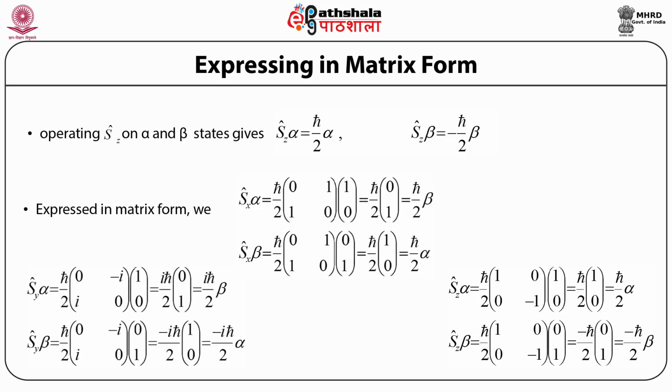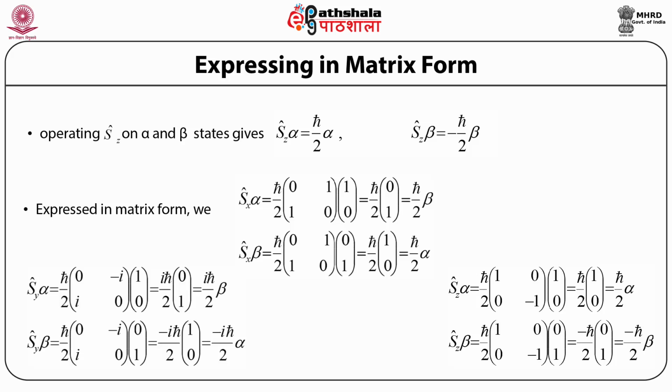Similarly, writing down the y component of the spin operator acting on the spin up state alpha, we see that this turns out to be equal to h cross by 2 times the 2 by 2 matrix 0 minus i, i 0, times column matrix 1 0, and this turns out to be equal to iota times h cross by 2 times column matrix 0 1, and this is equal to iota times h cross by 2 times eigenstate beta.